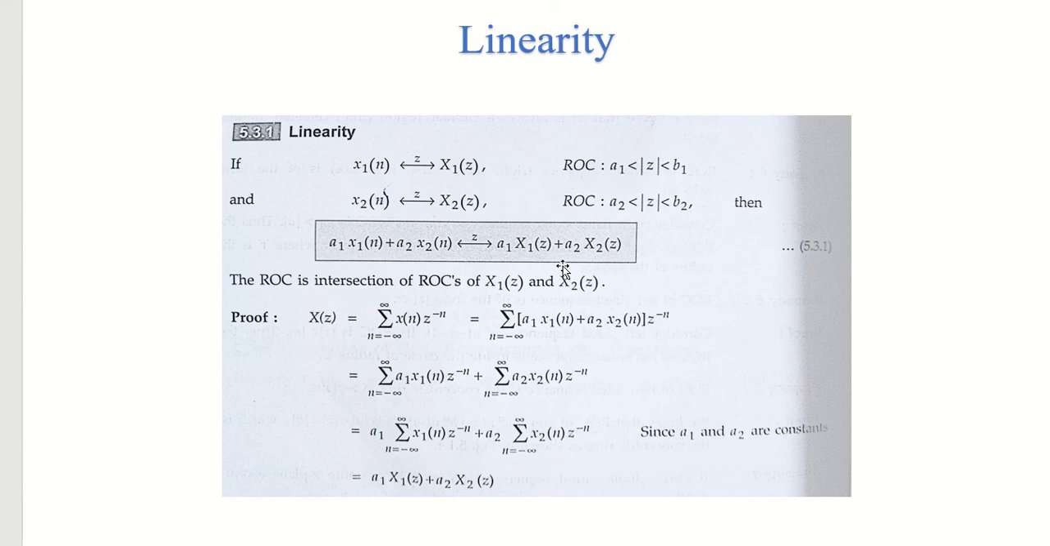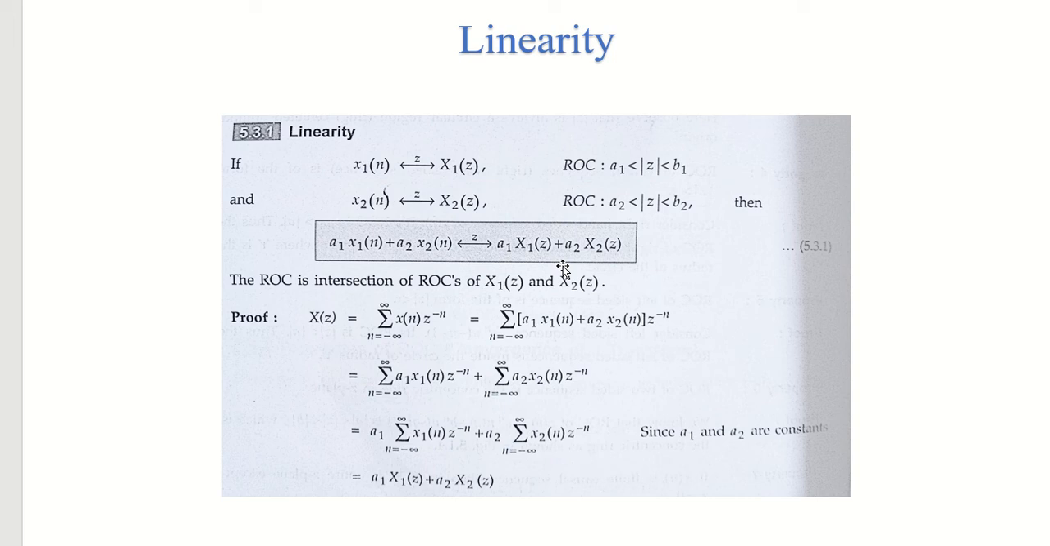And here you are. So what does the linearity property tell us? It is the same old superposition theorem. It tells us that whatever discrete signal and its Z transform satisfy the superposition theorem, that signal will be a linear signal.